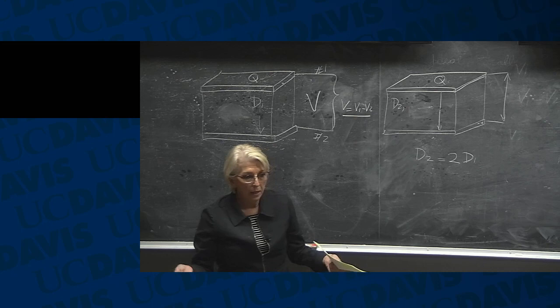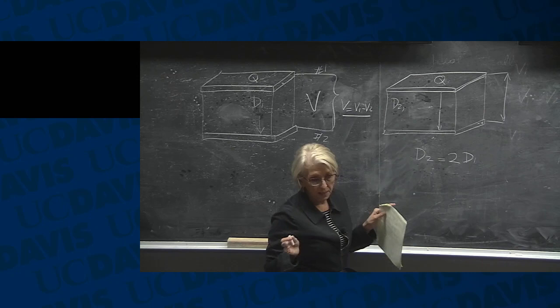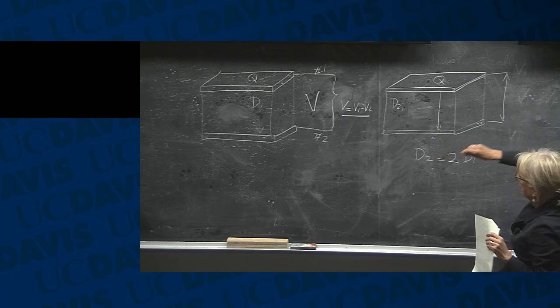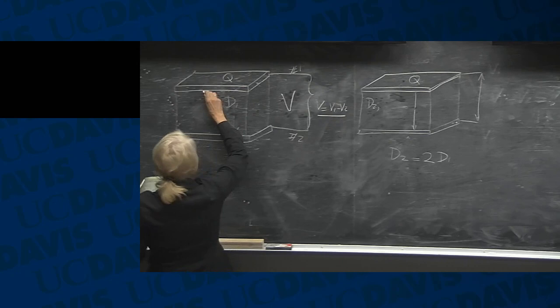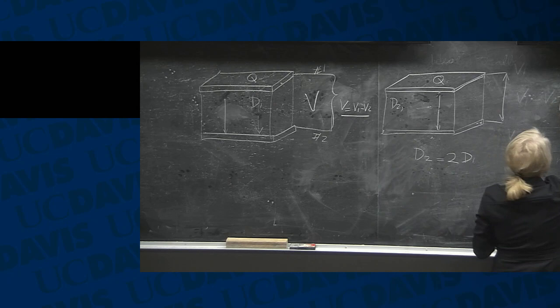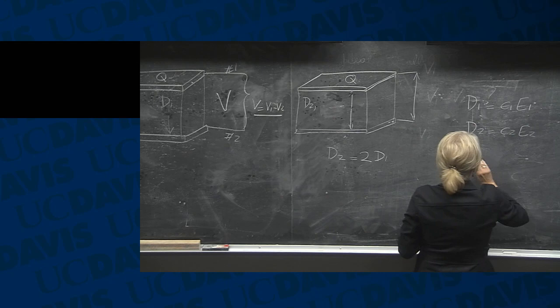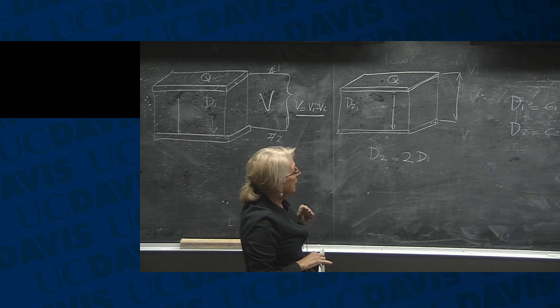Either we change the material, we change the geometry, all right? Or you change the charge or something. In this case, I'm saying, let's assume that the charge is the same, just to keep something constant. So I change D, I double it. Now, what do we know about the electric field here and D? We know that D1 is going to be epsilon 1 E1, all right? And D2 is going to be epsilon 2 E2. I also gave that Q is constant. So Q is constant.